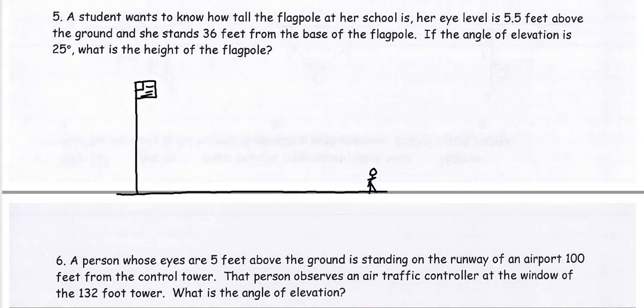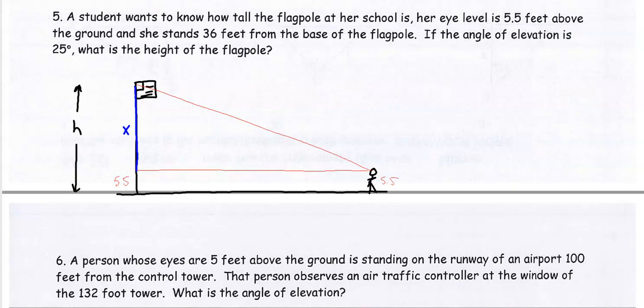And from her eyeball, she's 5.5, so actually I got to put the triangle right here. So this 5.5 is going to get added. So actually what we're going to do is find this part of the flagpole. We're going to call it X. And then H is going to be the entire distance of X plus the 5.5. So let's get X first.